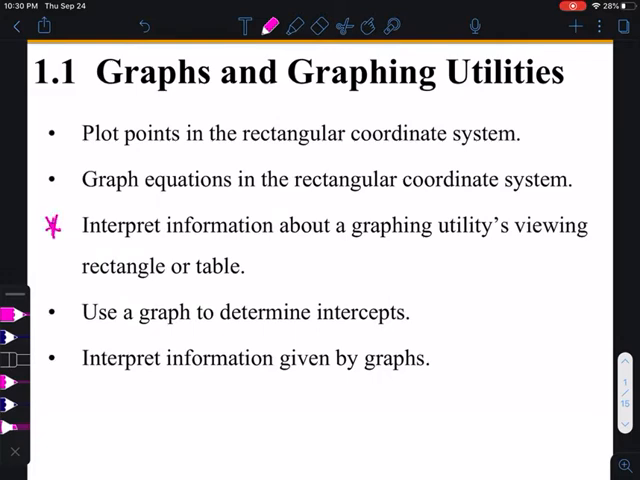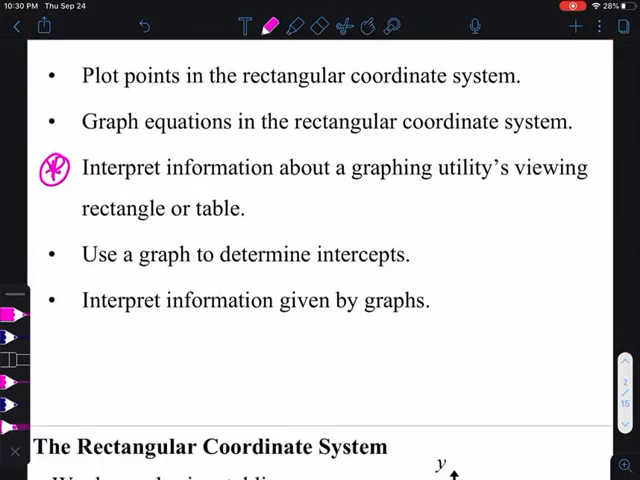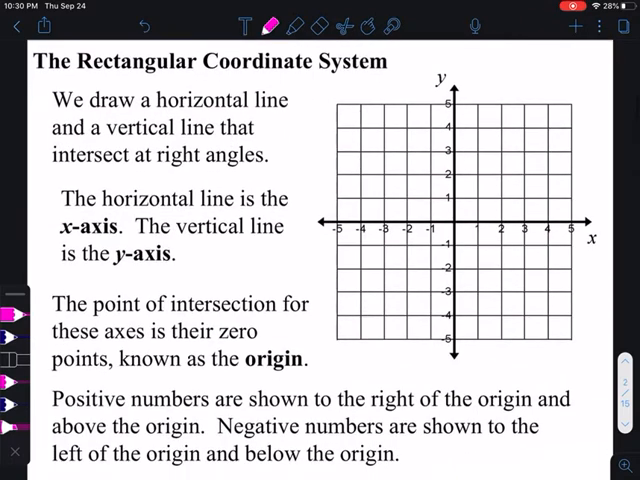That's kind of a key point that you may not be as familiar with. We are going to use a graph to determine intercepts and interpret information given by graphs. So as I said, a lot of stuff that you should already know. The rectangular coordinate system, it says that we draw a horizontal and a vertical line that intersect at right angles. The horizontal line is your x-axis, the vertical line is your y-axis. The point of intersection for these axes is their 0 points known as the origin. That's at that point 0, 0 right in the middle of your graph.